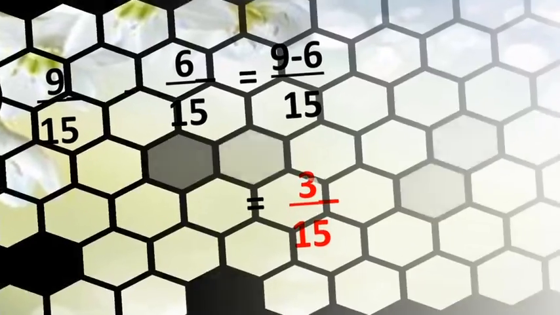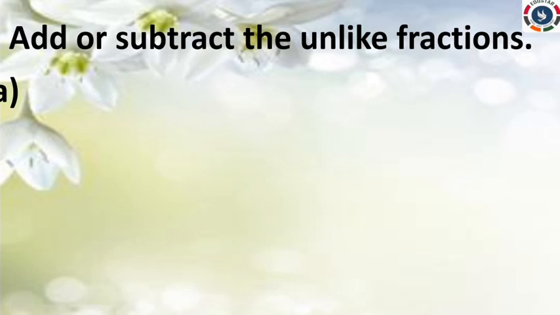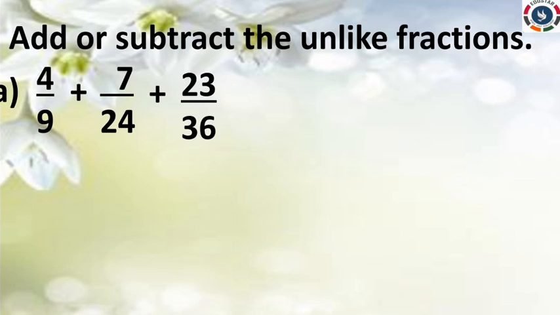The next thing: how to add and subtract unlike fractions. A: 4 by 9 plus 7 by 24 plus 23 by 36. Here how many fractions are given? 3 fractions. Now tell me, are the given fractions like or unlike fractions?